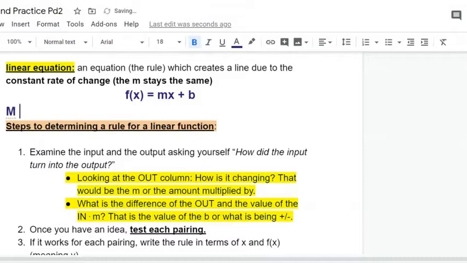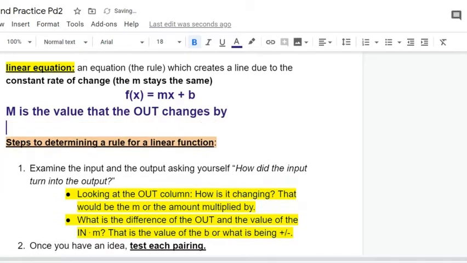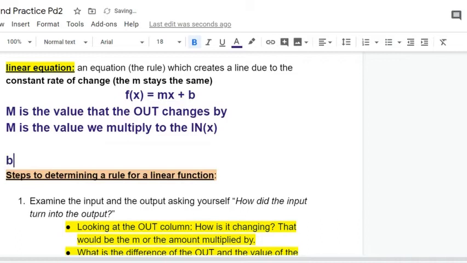The m is the value that the out changes by. M is also what we multiply to the x, and I'm actually going to write in, also known as the x. The b is the value that we add or subtract.